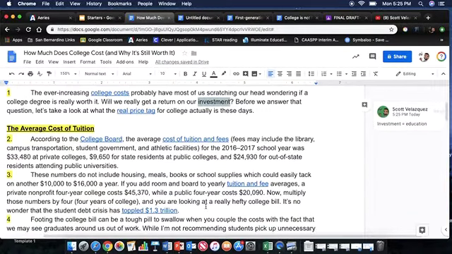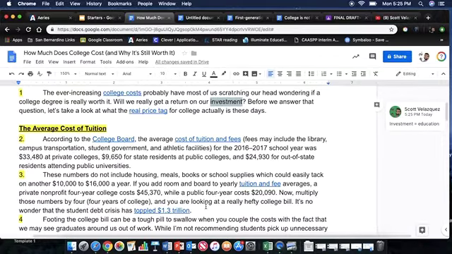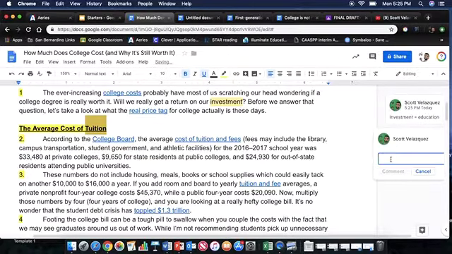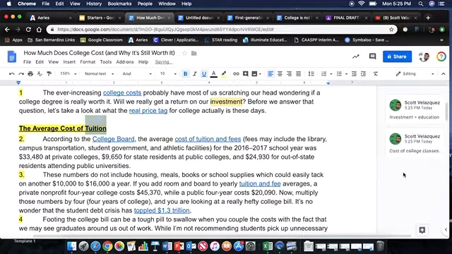Okay, so let's go down to paragraph two. So paragraph two, the chunk is called the average cost of tuition. There's another word that we want to identify. So tuition, it means the cost of college classes, right? So how much does it cost to go to college? So tuition's another word for cost. All right, so let's go to read paragraph two.